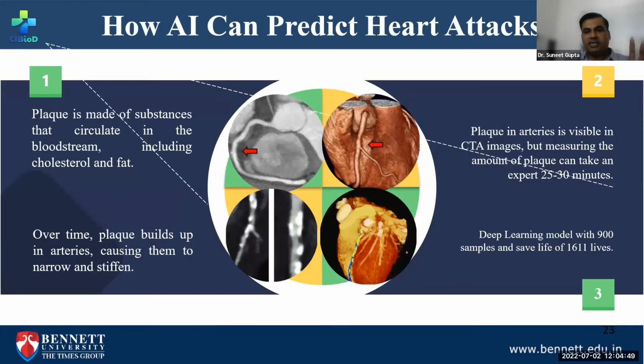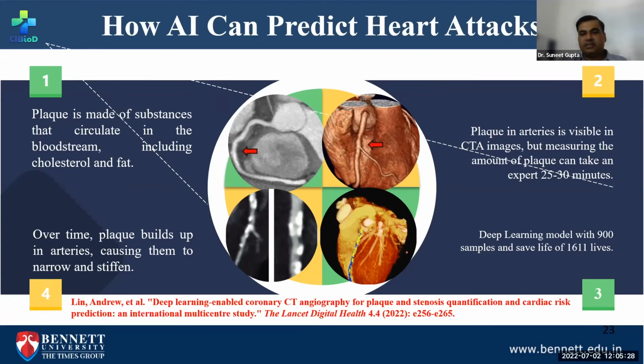Here I have taken one simple example: how AI can predict heart attacks. You can see the major reason for a heart attack is the deposition of plaque in the heart artery. Once the deposition is high, then definitely there is a blockage in the flow of blood, due to which heart failure occurs, and once heart failure occurs, the person is no more.